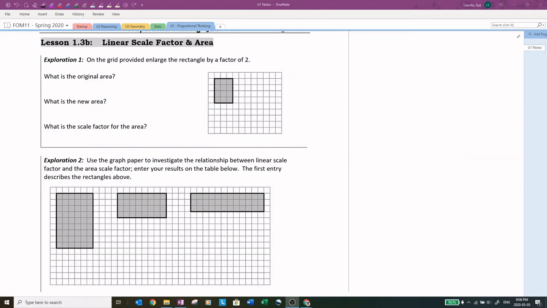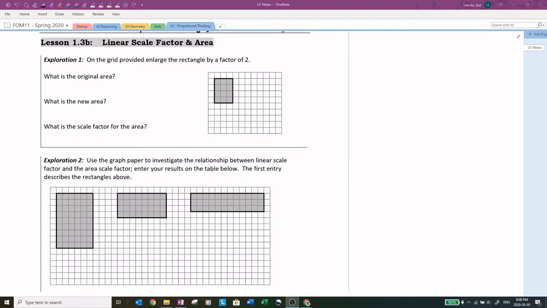Hi, welcome back. It's lesson 1.3b of Foundations of Math 11. It's the unit on proportional thinking, and we're specifically looking at linear scale factor and area and the relationship between them. So we're going to do an exploration on the grid provided.